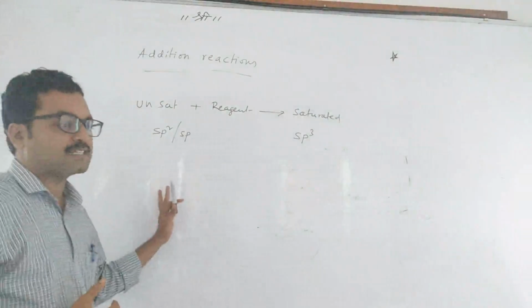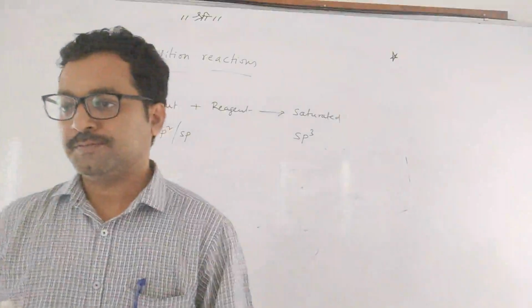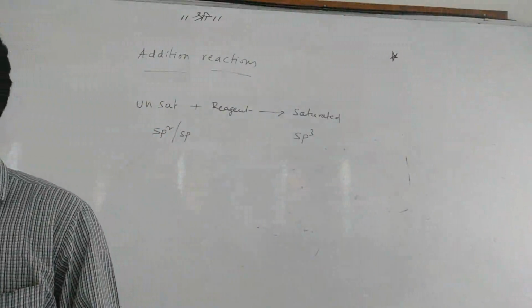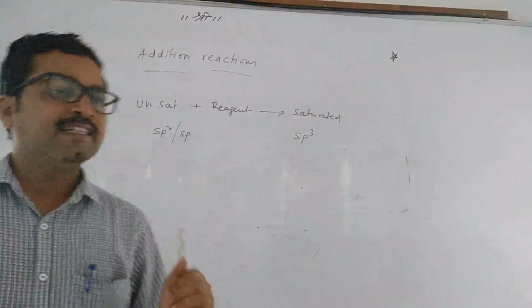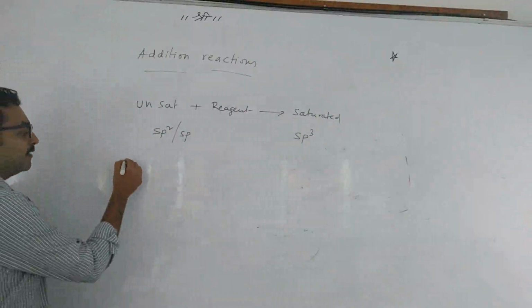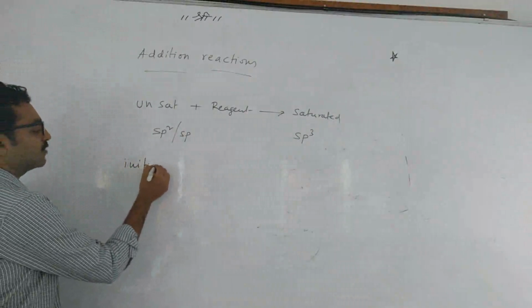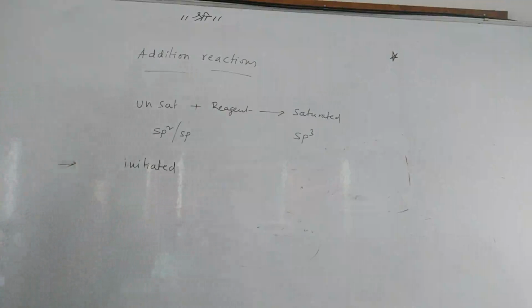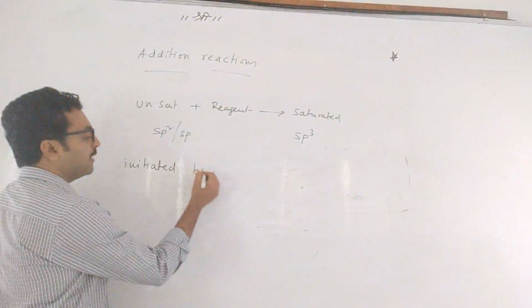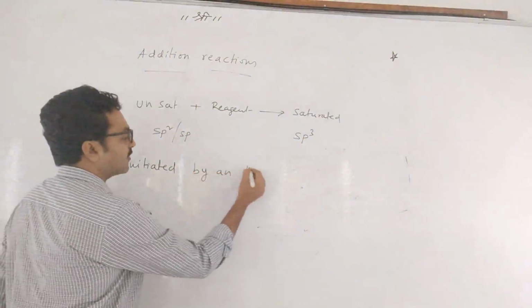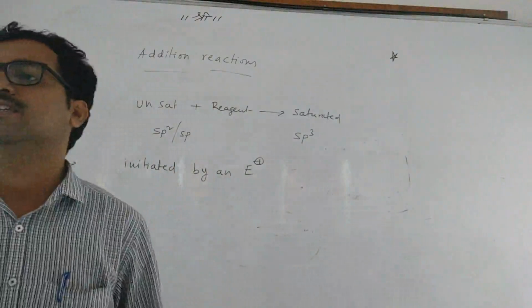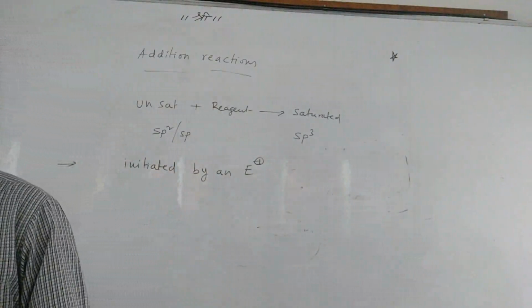Now this addition reaction is classified into three types based on the reagent that is added. If the addition reaction is initiated by an electrophile, that is called electrophilic addition. Means first the electrophile is coming, after that the nucleophile is adding, then that reaction is called electrophilic addition.